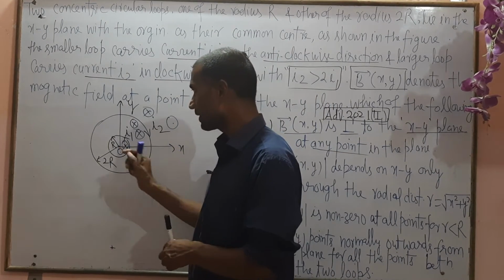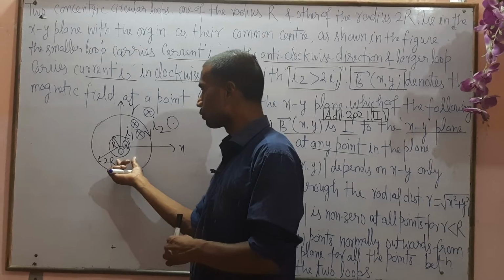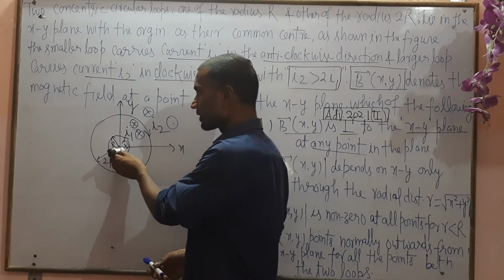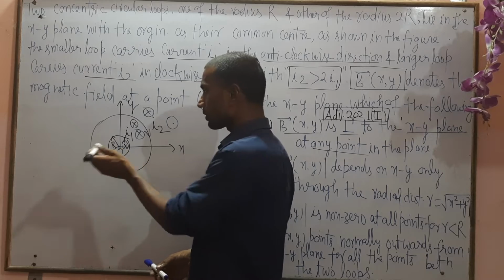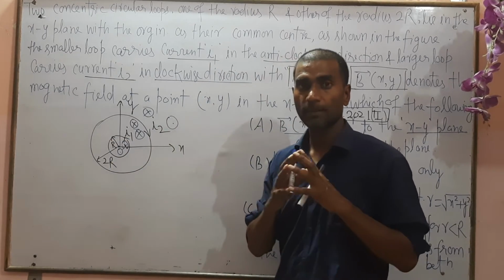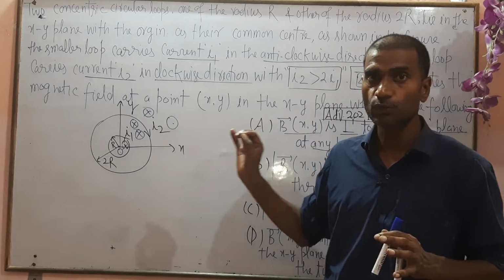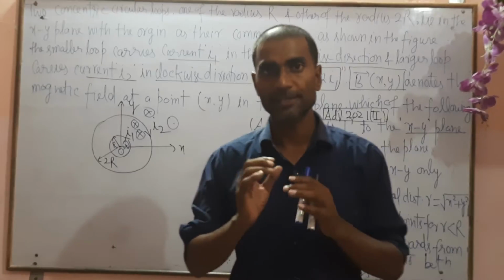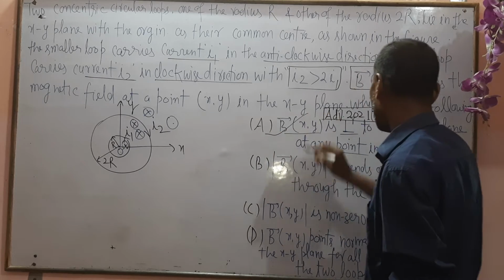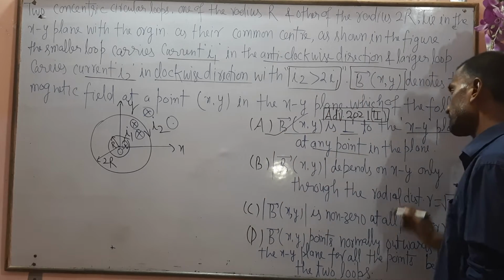These two loops are put in the xy plane. So the direction of the magnetic field will be perpendicular outside or perpendicular inside. Okay, finally we can say the direction of the magnetic field due to these two wires will be perpendicular to the xy plane. So option A is the correct option, at any point in the xy plane.